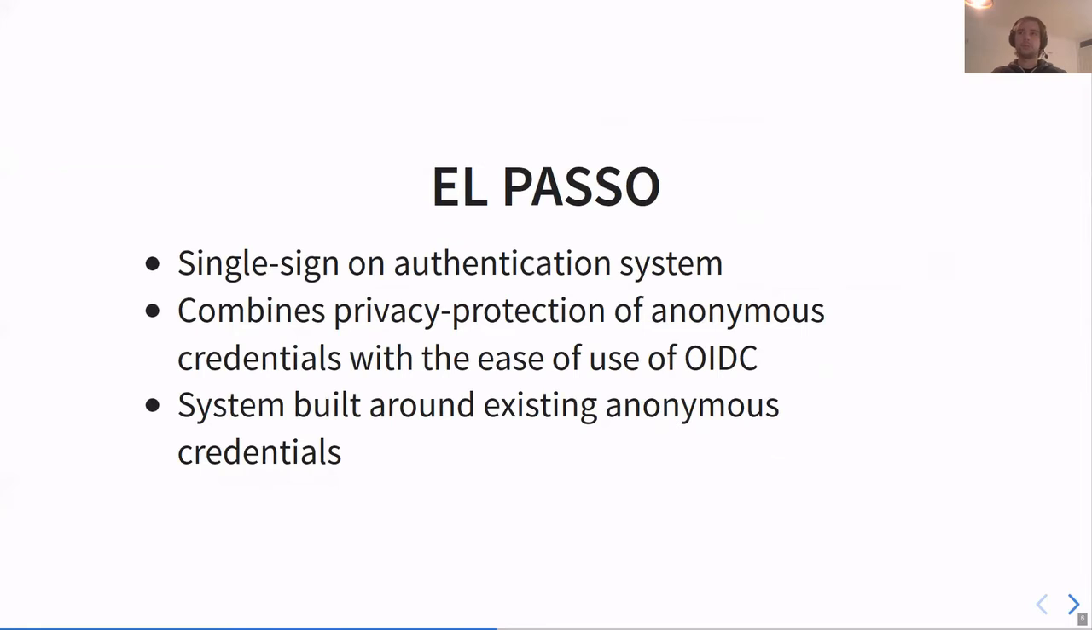So in this work, we propose El Paso, which is a single sign-on authentication system that combines the privacy protection of anonymous credentials with the ease of use of OpenID Connect. We don't propose new cryptographic primitives, but rather build a complete system around existing anonymous credentials.